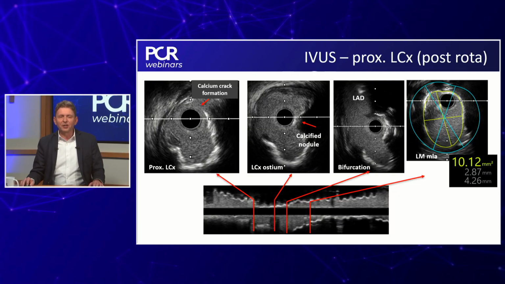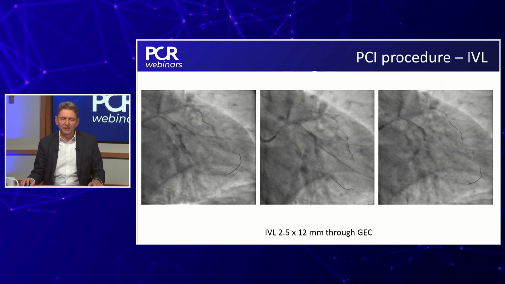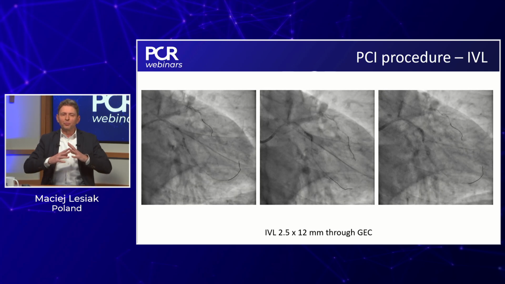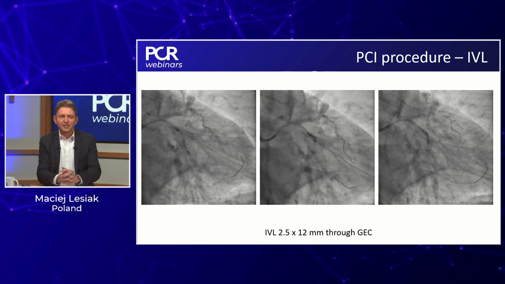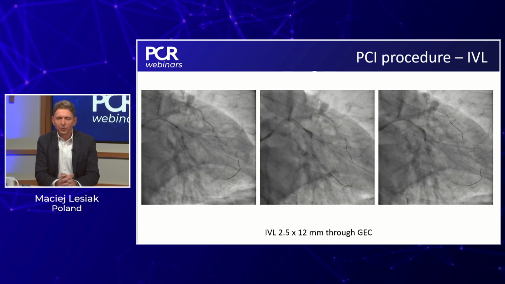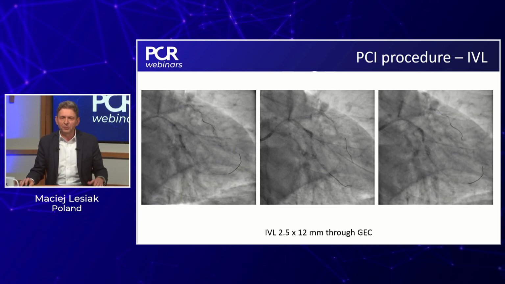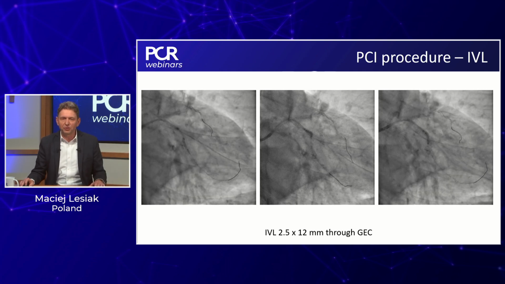Okay, please continue. Given the fact that we found those lesions in the circ and the calcified nodule, we decided to prepare more. So on top of rotational atherectomy, with the use of a guide extension catheter, we managed to deliver the IVL balloon 2.5/12, and we used this balloon to deliver the shocks for the whole stretch of the vessel, from the very distal part to the very proximal part.